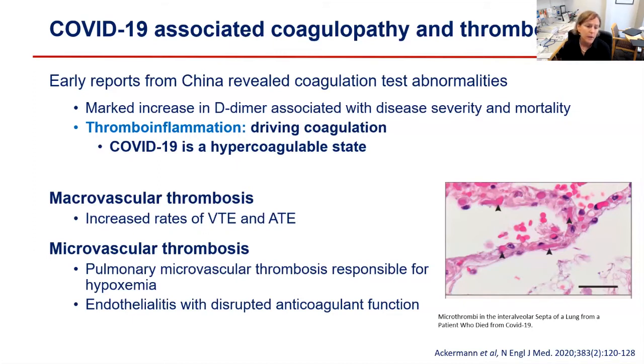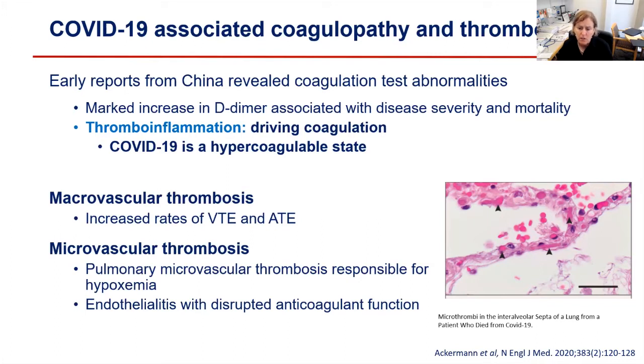We are, I think, all aware that both macrovascular thrombotic events occur, particularly VTE, and to a lesser extent, arterial thrombosis, particularly in those most severely ill and in the ICU. But we've also seen microvascular thrombosis, and particularly pulmonary microvascular thrombosis, which is thought to contribute significantly to the hypoxemia and respiratory failure, as well as demonstration of endothelialitis with disrupted anticoagulant function that normal vascular endothelial cells provide.